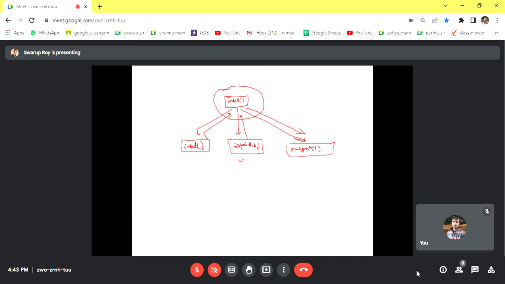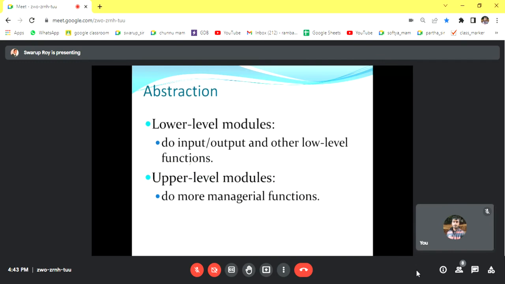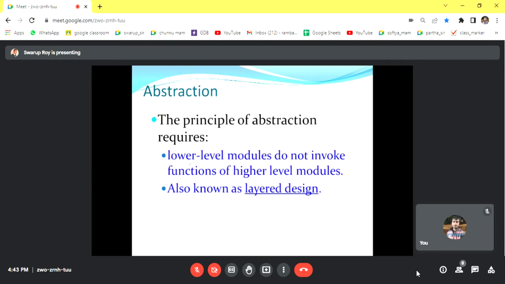So see here, this particular main is performing the managerial activity, and these others are basically just following the orders of the superordinates. So that is what actually happens in case of abstraction. Lower level modules should do the input, output or other small activities, and upper level modules should do the managerial activities.